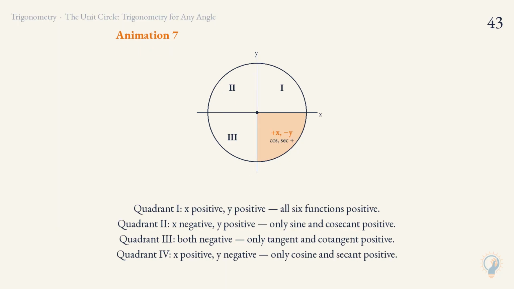Quadrant 1, x positive, y positive. All 6 functions are positive. Quadrant 2, x negative, y positive. Only sine and cosecant are positive. Quadrant 3, both coordinates negative. Only tangent and cotangent are positive. Quadrant 4, x positive, y negative. Only cosine and secant are positive.